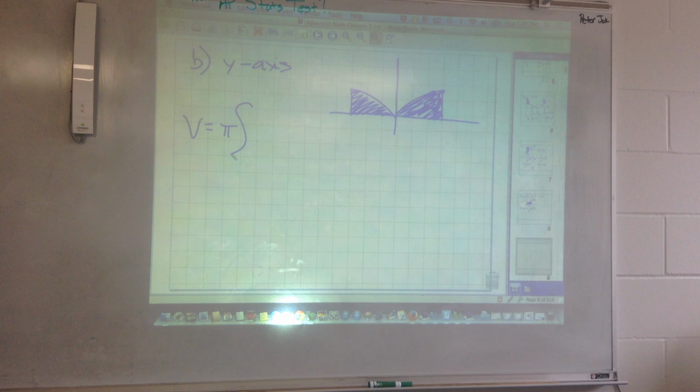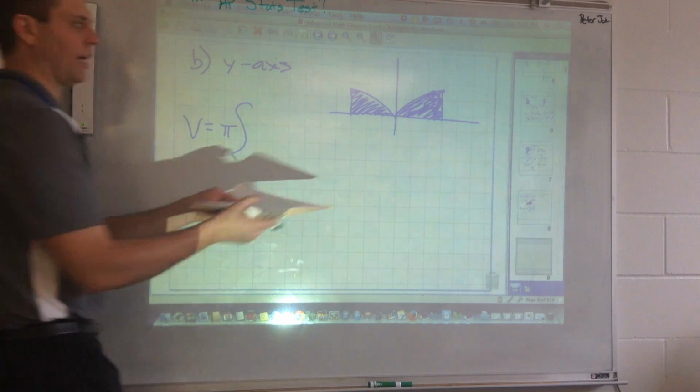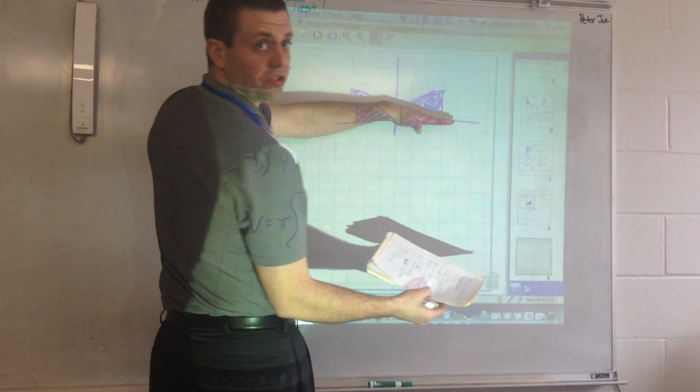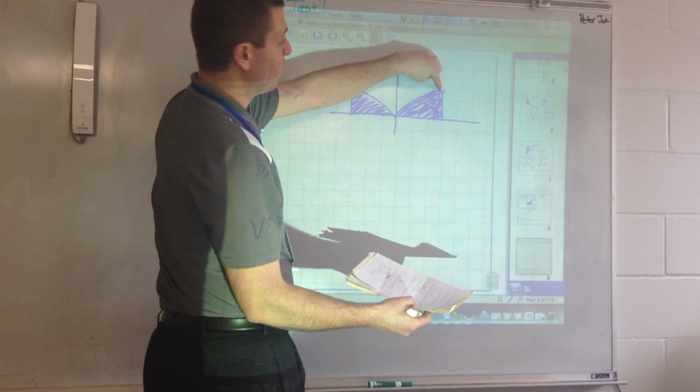Pi times the antiderivative from where to where? 0 to square root of 3. This one is 0 to square root of 3, because in the y direction, 0 up to the square root of 3 there.